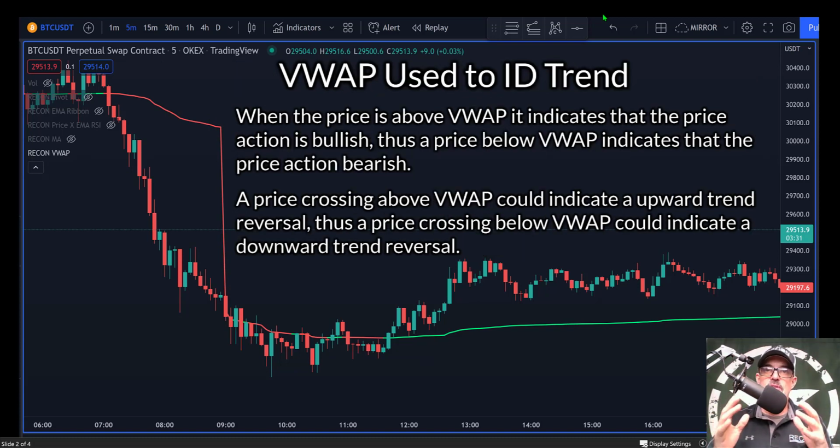Now, there's a few different ways that a VWAP indicator is used. Probably the main one is to identify trend. When the price is above VWAP, it indicates that the price action is bullish. Thus, a price below VWAP indicates that the price action is bearish. In addition, you can use VWAP for trend reversals. So when the price crosses above VWAP, that could indicate an upward trend reversal, or if the price is crossing below VWAP, that could indicate a downward trend reversal.